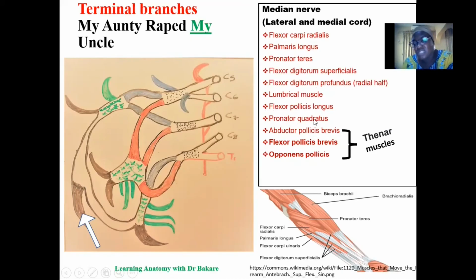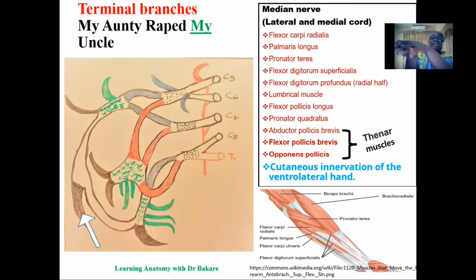Then we have the pronator quadratus. Then we have the abductor pollicis brevis, the flexor pollicis brevis, and also the opponens pollicis. These three muscles form the thenar muscles. This is the thenar muscle group of the hand, and they are supplied by the median nerve. Then we have the median nerve supplying the ventrolateral part of the hand. So this is the ventral part of the hand. Then the lateral part is where the median nerve supplies.